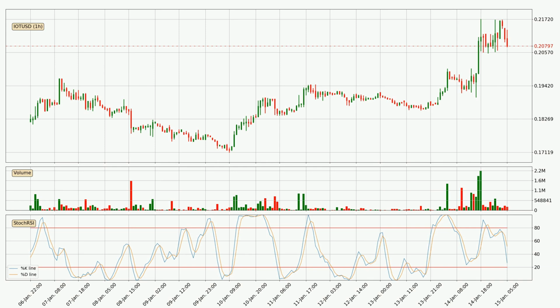Now looking at the current hourly stochastic RSI, the stochastic RSI currently shows no overbought or oversold conditions, but we can see that the trend is currently going down because the K line is below the D line.